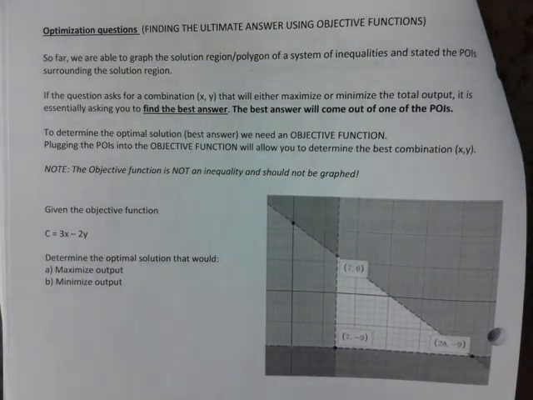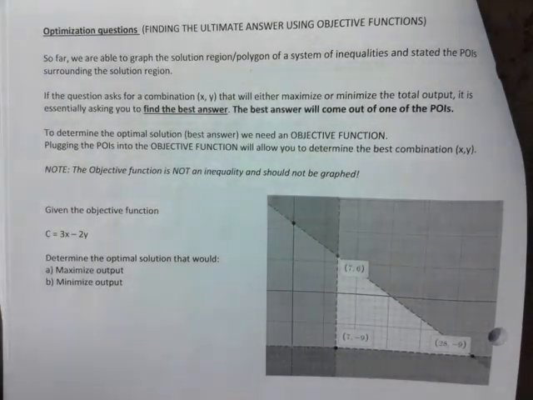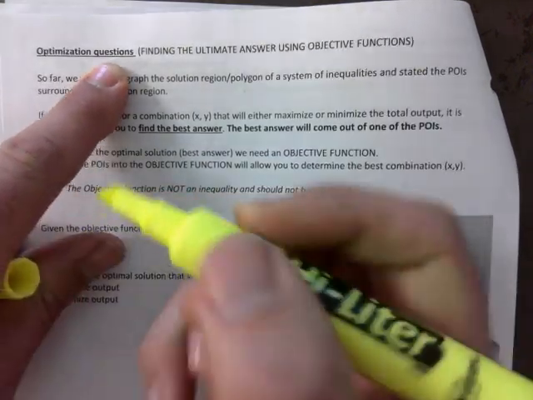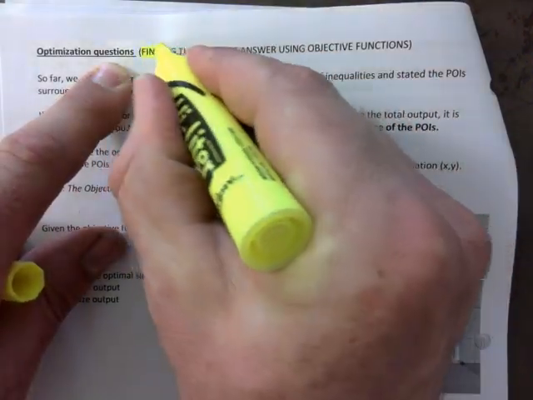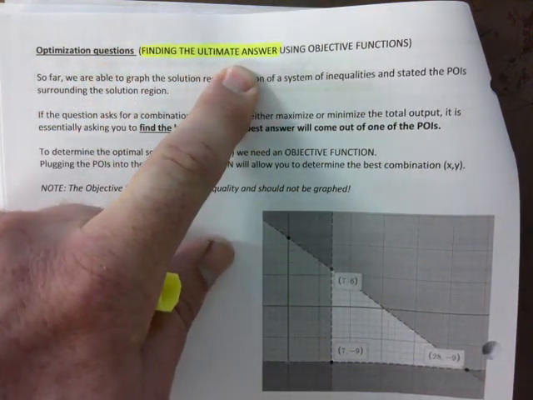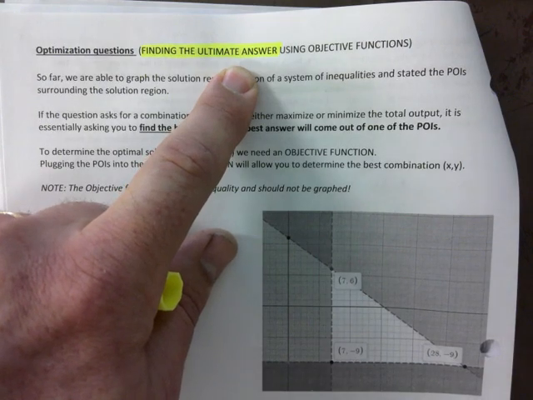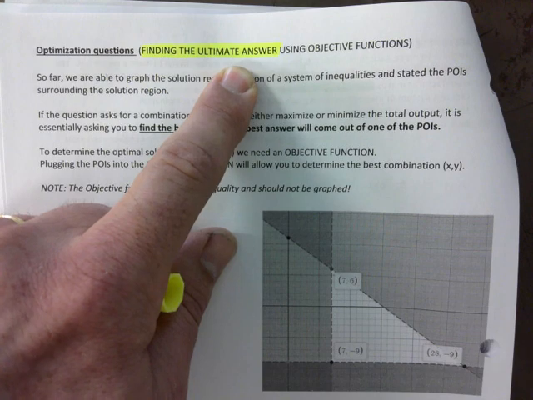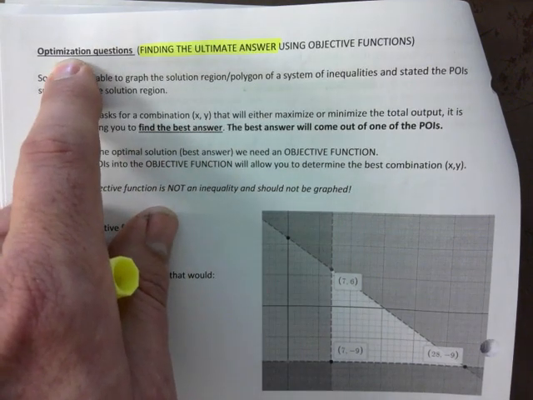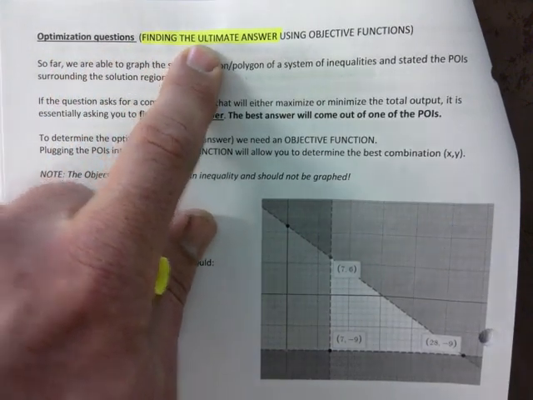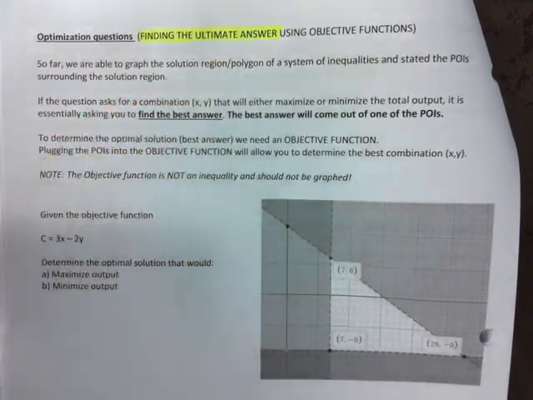Hopefully I can just give you a short intro to this. Okay, so objective optimization questions. Basically what that means is you're finding the ultimate answer, not just one possible solution. You're going to give me the best solution. Optimizing something is making the best out of it, right? So finding the ultimate answer is what we're after.